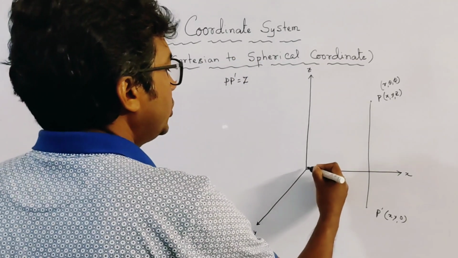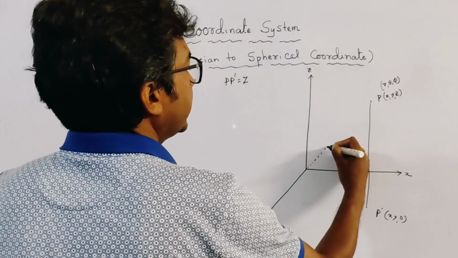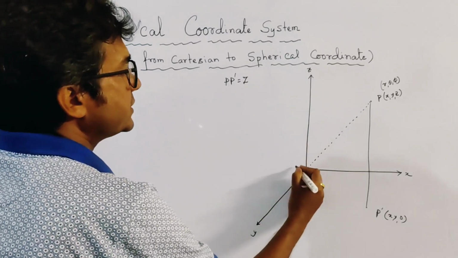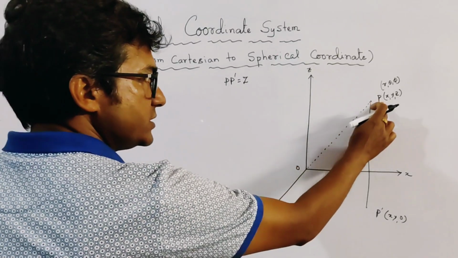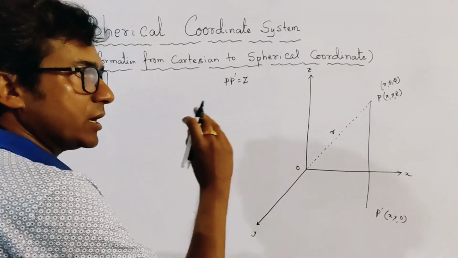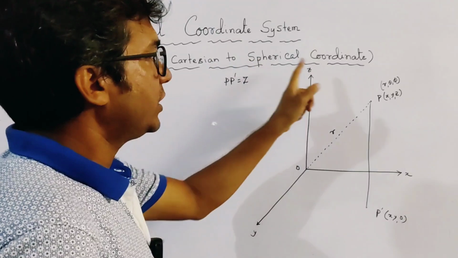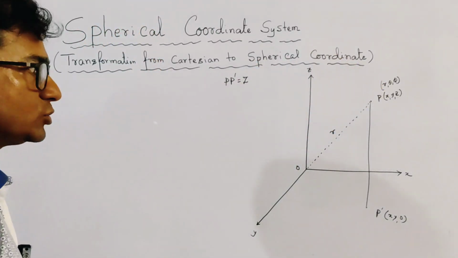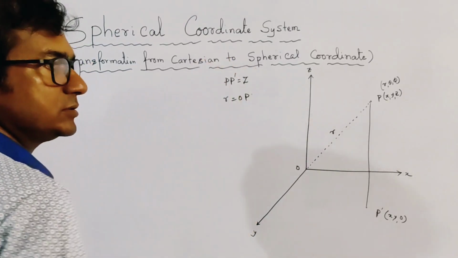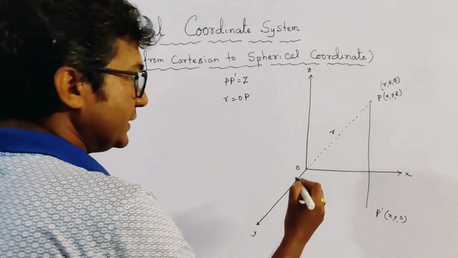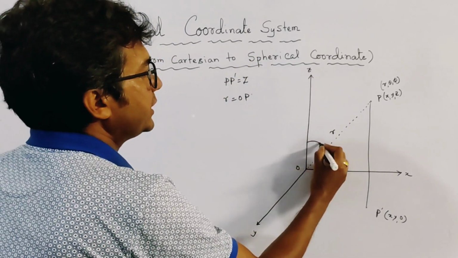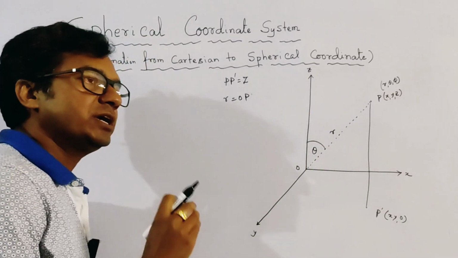We draw a radius vector from the origin O to the point P. This is the radius vector r of the spherical coordinate system. So the length r is OP. Now the angle between OP and OZ is taken to be theta in this spherical coordinate system.